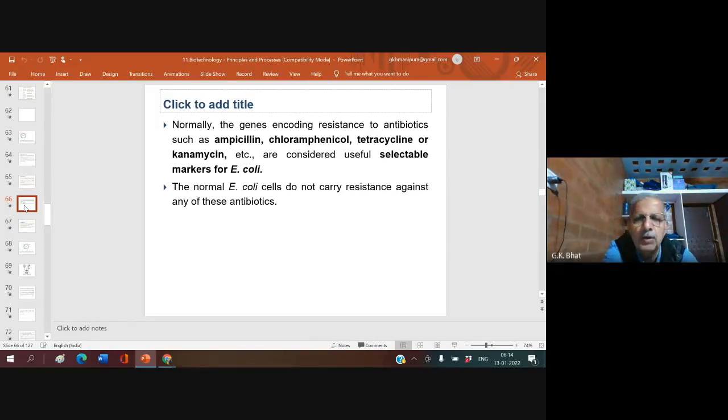E. coli has a plasmid, no doubt about it, but it has no resistance gene to any of these antibiotics: ampicillin, chloramphenicol, tetracycline, kanamycin. You'll be asked which of these antibiotics some bacteria possess resistance to. That means how they possess it, how these genes do.